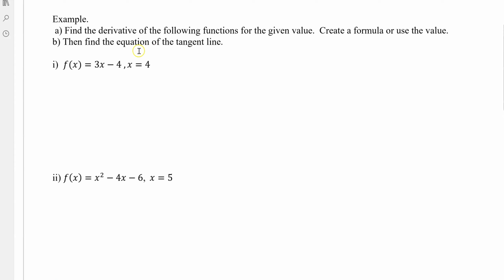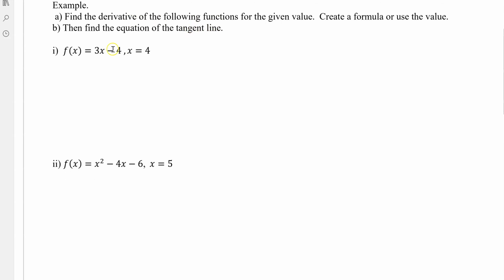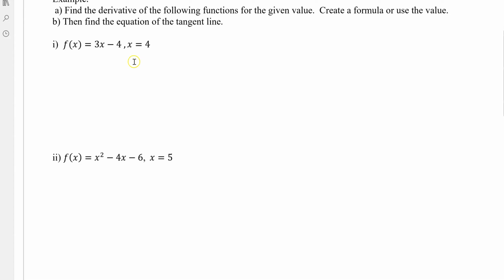Okay, so in each of these, we're going to find the derivative of the following functions. We're going to create a formula or use the value. And then we're going to find the equation of the tangent line off of that derivative. So remember, the derivative is the slope of the tangent, and so we can use the slope and a point to create the tangent line. So let's first find our point.